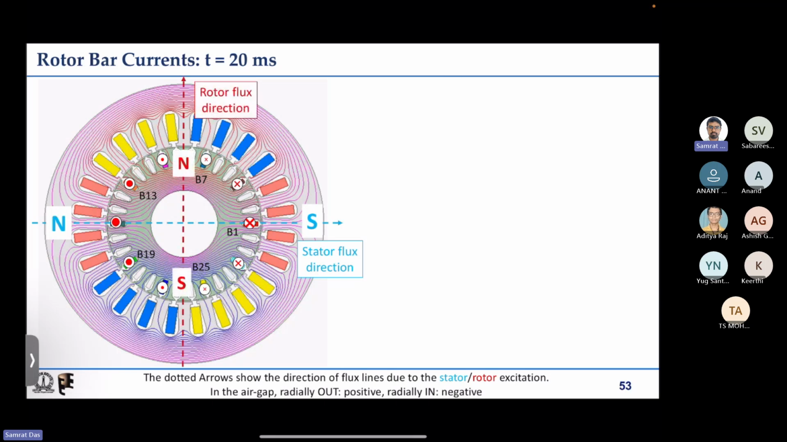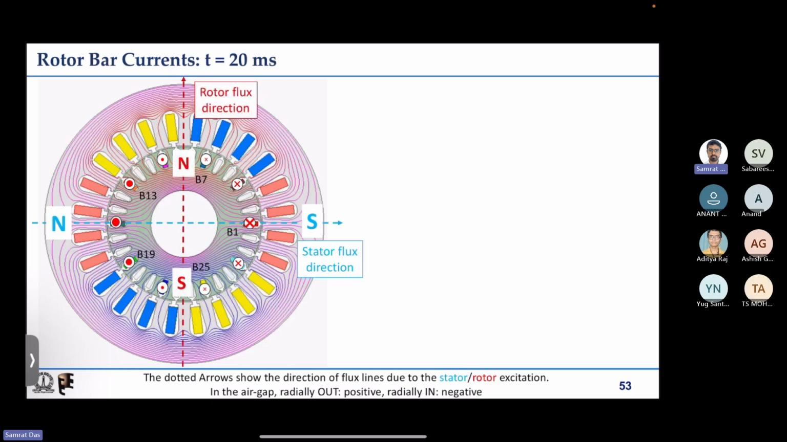So this is the rotor flux direction. And similarly, if we plot the radial flux density distribution in the air gap, considering radially outward to be positive and radially inward to be negative, we will find that the stator field is still leading the rotor field. So this is about what happens in the rotor bar currents.